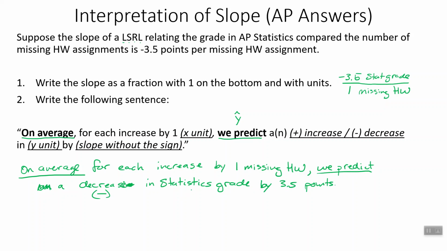All right, you may have other sentences that you learned in Algebra 2 or whatever, maybe pre-calc, Algebra 1, who knows. This sentence will get you full credit on the AP exam. And that's what we're looking for here. So we got to have this on average, that's new. We got to have this we predict, that's new. All right, 1 unit increase in the bottom, then we have either an increase or a decrease by whatever the unit is on the top.